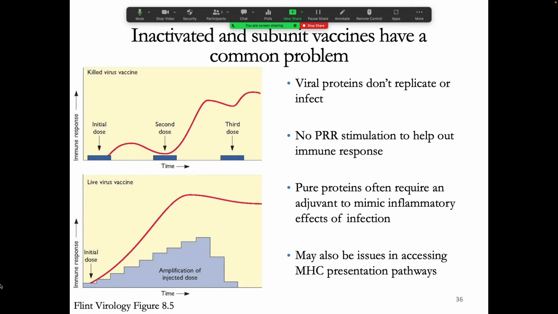And further, and again, this is true of all of these, but it's the biggest problem with a subunit. If I make a whole bunch of purified SARS-CoV-2 spike in the lab and inject that SARS-CoV-2 spike into you, there is nothing to stimulate the innate immune response. Purified protein. There's no PRR stimulation. There's no MAMP. It's just a whole bunch of purified protein.